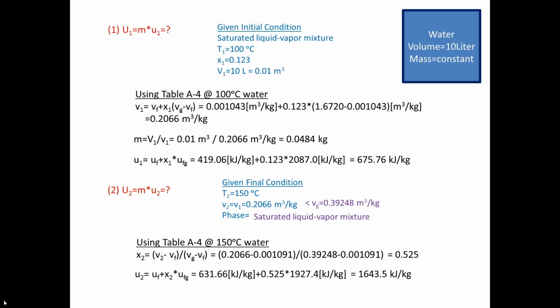The final internal energy per unit mass is 1643.5 kilojoules per kilogram, and the initial internal energy per unit mass is 675.76 kilojoules per kilogram.